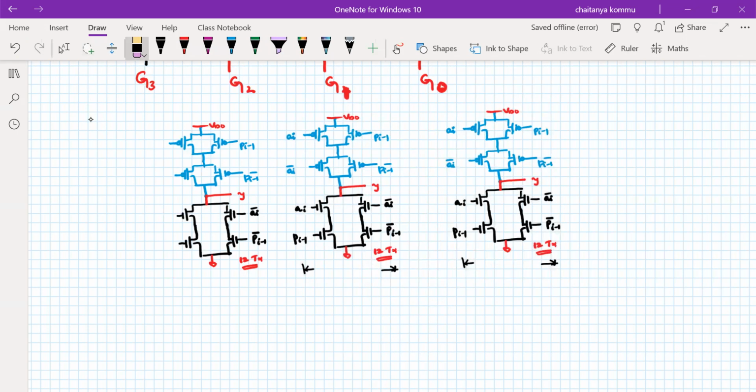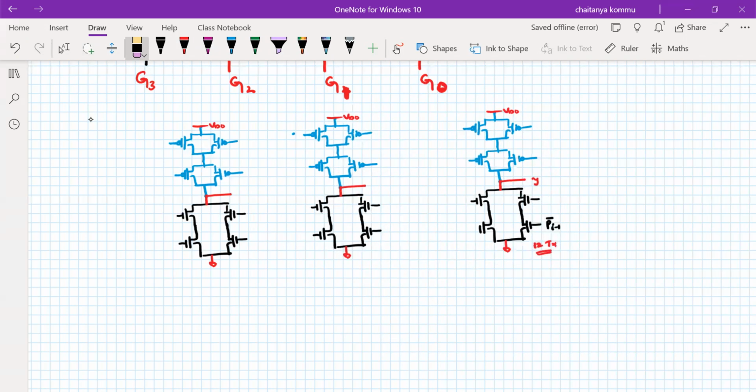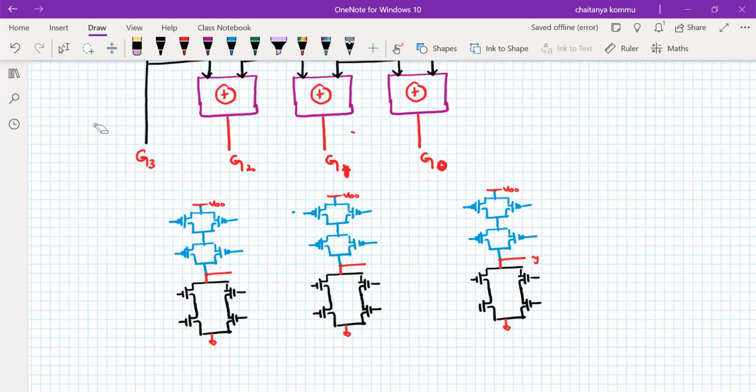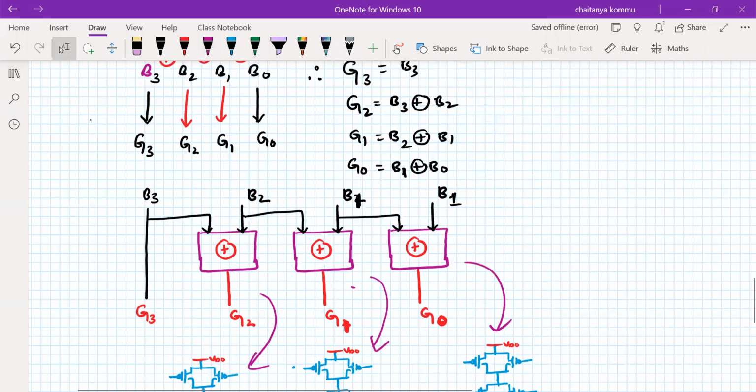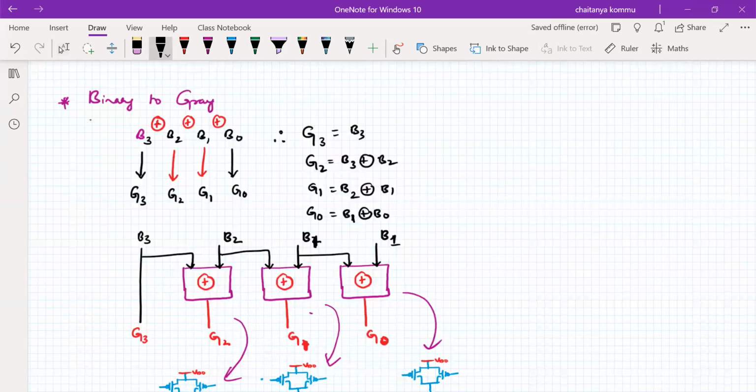Please do it on your own. What output we will get, and what inputs we should apply here. Like this, we have to generate the VLSI circuits, right? So apply the appropriate input signals and get what is required for us. This is for this one, this is for this one, this is for this, and this is for this. Okay. I hope you understand the concept. Next, a similar concept is applicable for gray to binary also. What is the concept behind the gray to binary?